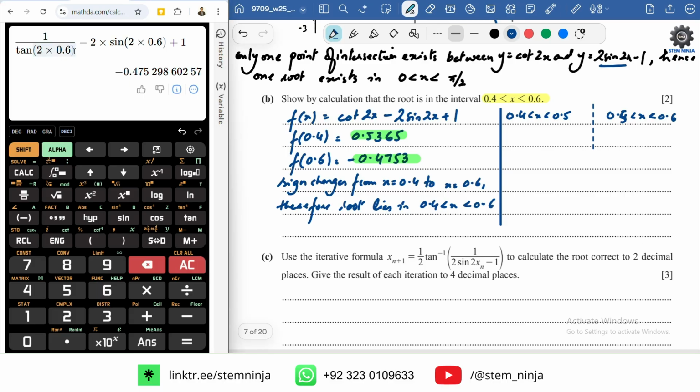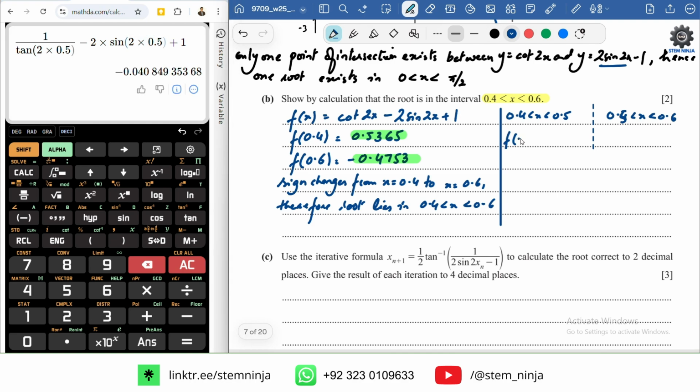So we know from 0.4 we need 0.5, and 0.5 would be minus 0.040. Okay, that means the sign is changing in between this, right? So the sign is not going to change in this one, the sign is changing over here. So we can start from 0.5 instead, because at 0.5 it's closer to 0. You can even go further down. You can bisect the range even further.